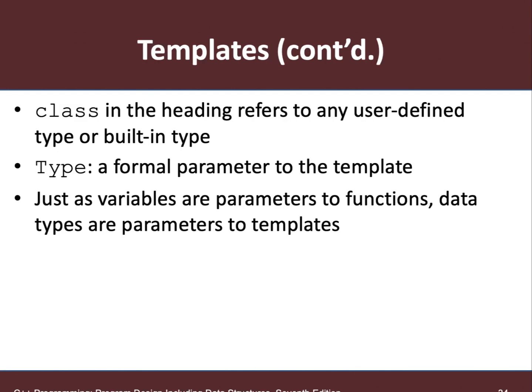In C++, template is a reserved word. The word class in the heading refers to any user-defined type or built-in type. The word type is referred to as a formal parameter to the template. Note that in the first line, template class type, keyword class can be replaced with the keyword typename. Similar to variables being parameters to functions, types that are actually data types are parameters to templates.